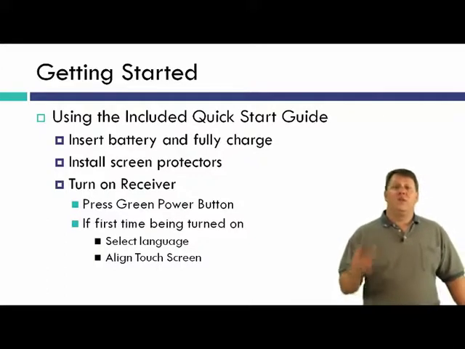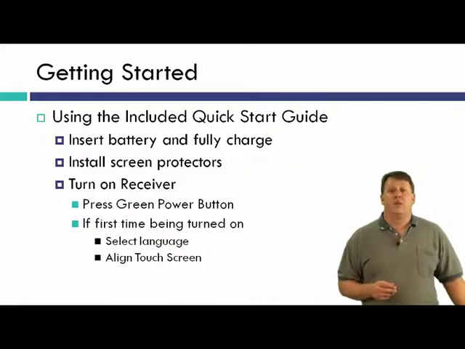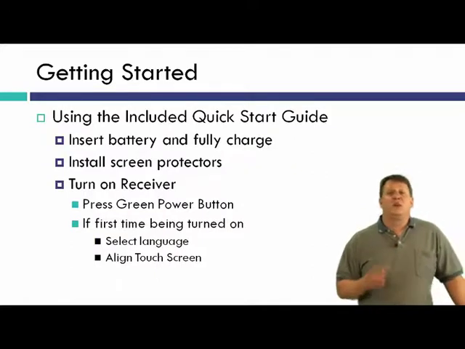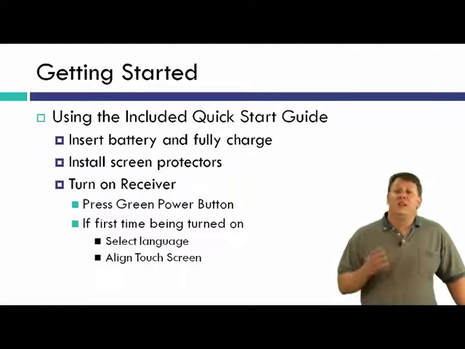Using your included quick start guide that came with the equipment, the first thing we need to do is to insert the battery and fully charge it. After the battery has been fully charged, before turning on your Geo 6000, this is a great opportunity to install your screen protector. Once the screen protector has been installed, now we can turn the receiver on using the green power button.